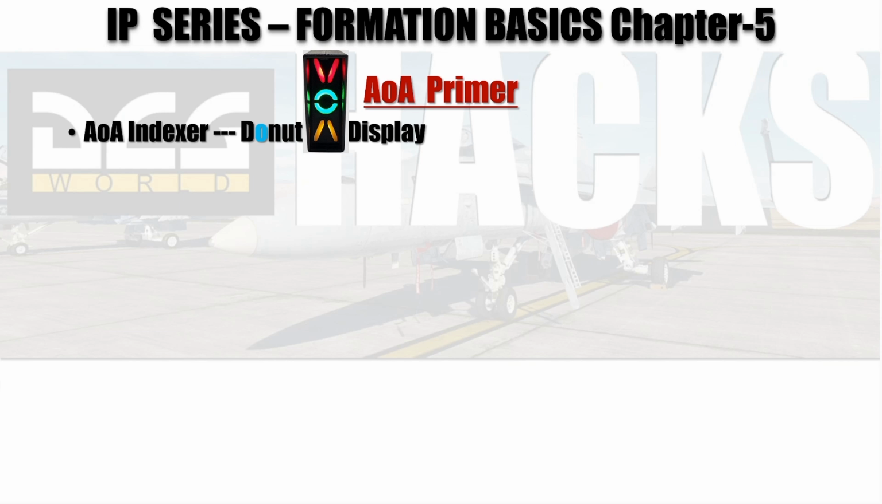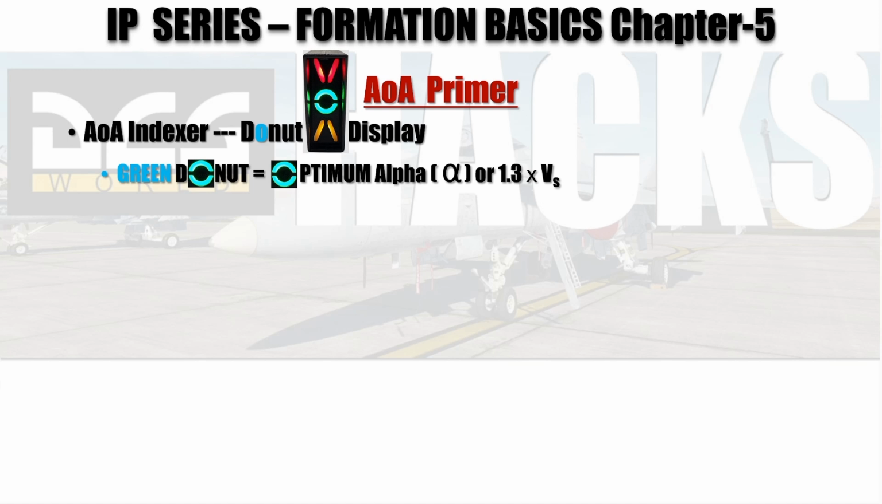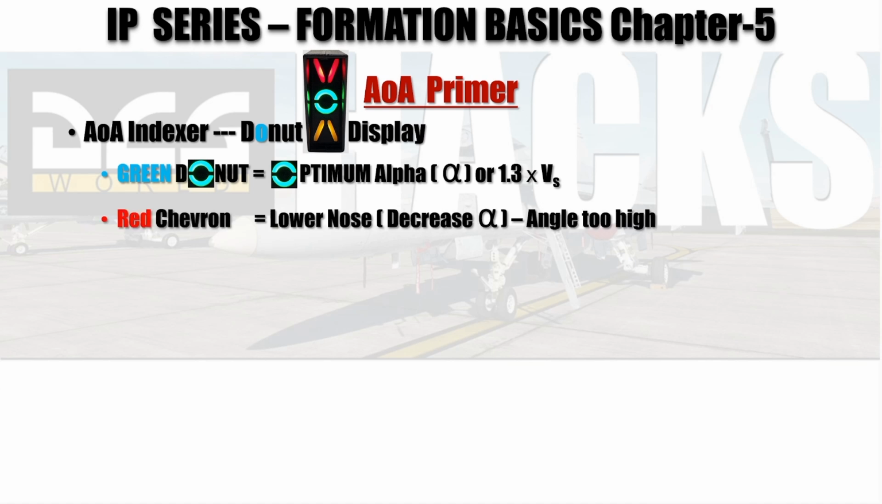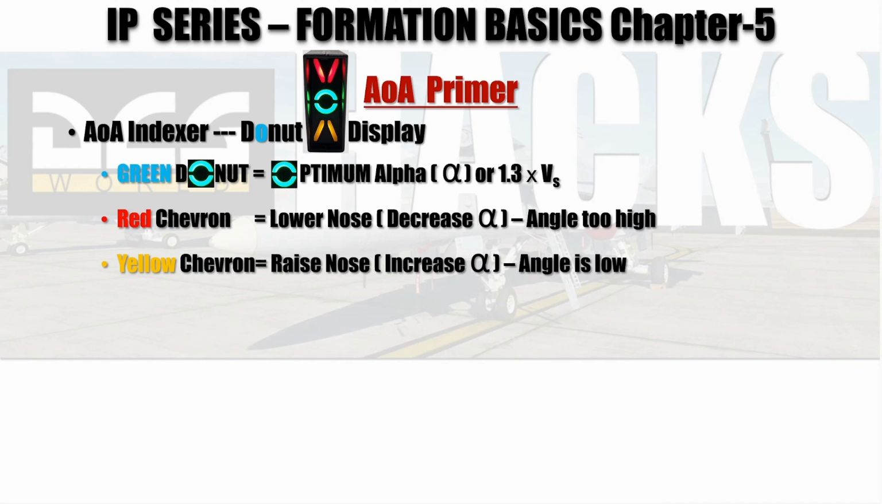So it doesn't really matter what service you're flying if you have an indexer like this on the glare shield, and they put it there so that you have to use it. The green donut, or I should say the donut, actually represents your optimum angle of attack. This is typically 1.3 times your stall speed, or 30% prior to your stall. The red chevron, which is actually pointing down, is an arrow saying your angle of attack is too high. You need to reduce the angle or lower the nose until you get back to the green donut. The yellow chevron says that you're at a low angle of attack and you need to raise the nose to get back to the green donut, which is optimum angle of attack.